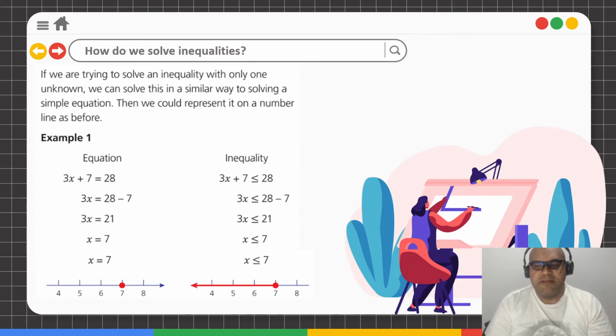3x plus 7 less than or equal to 28. We move by the opposite, -7. Which number times 3 is less than or equal to 21? We know it is 7. And any solution less than or equal to 7 works. That's why we have x is less than or equal to 7. Great, guys.